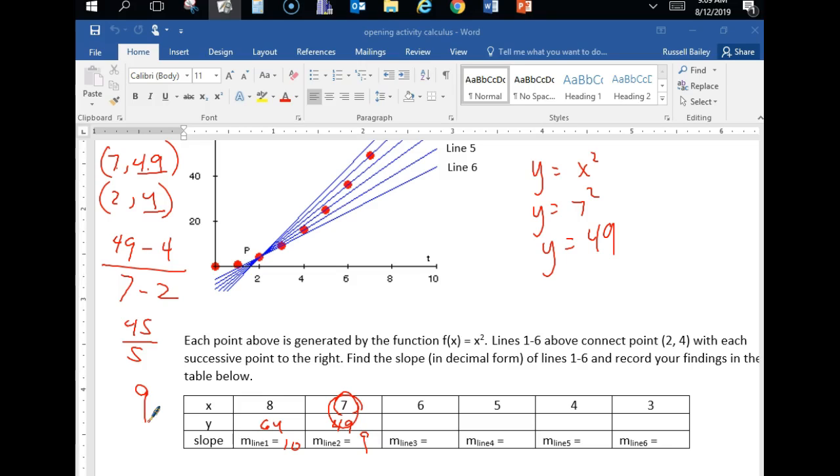And after you fill out this table, I'm going to ask you questions. What do you notice is happening to the slope? It's going to be approaching something, and that's what I want you guys to be looking at. Okay? And that's your homework. And that'll be our first thing we start off with tomorrow.